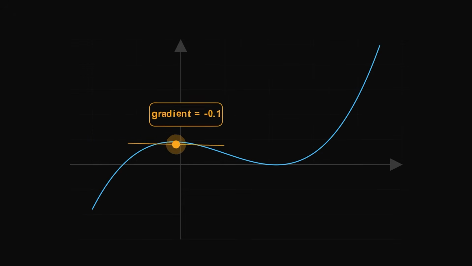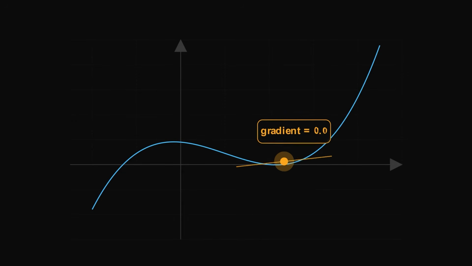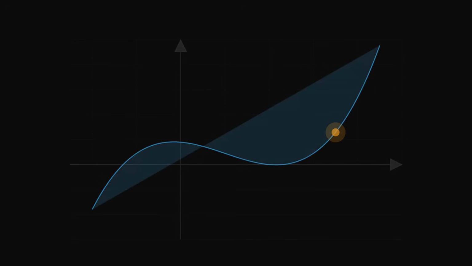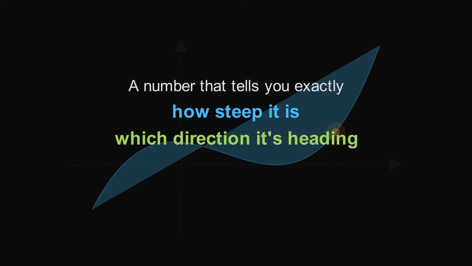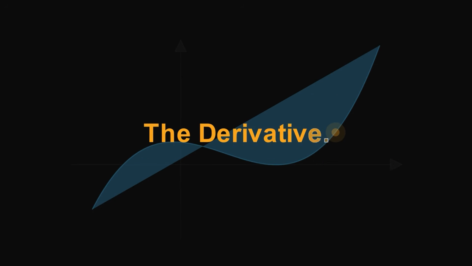Every curve has a secret. At every single point along it, there's a hidden number that tells you exactly how steep it is, which direction it's heading, and whether it's about to peak or plummet. That number is the derivative. And once you understand it, you don't just pass your exam for A-level maths. You see maths completely differently.